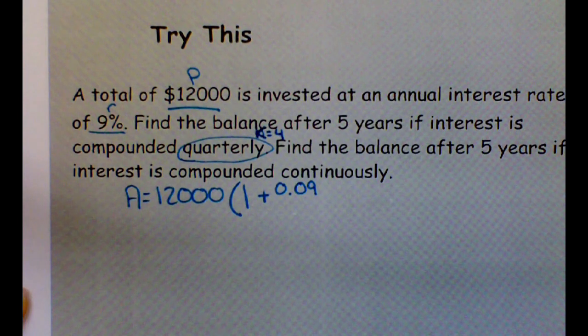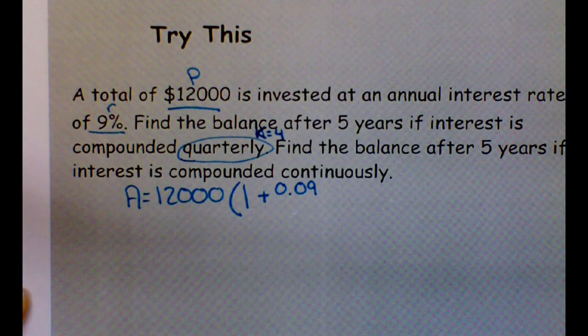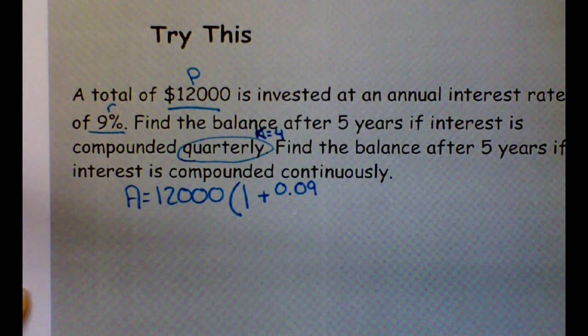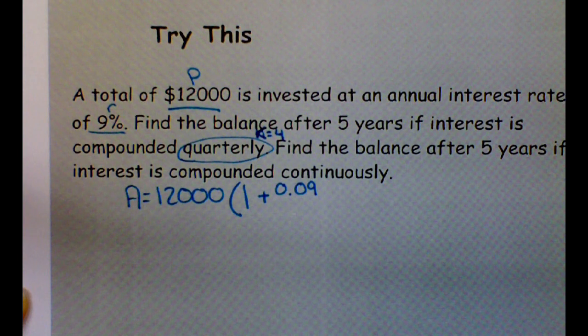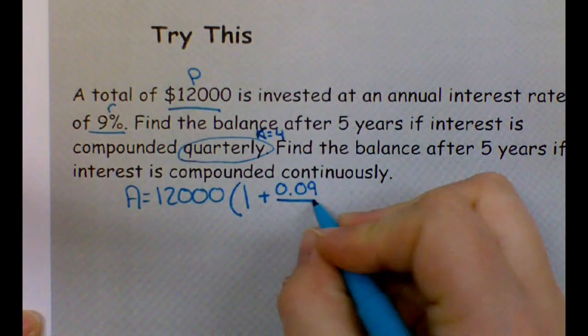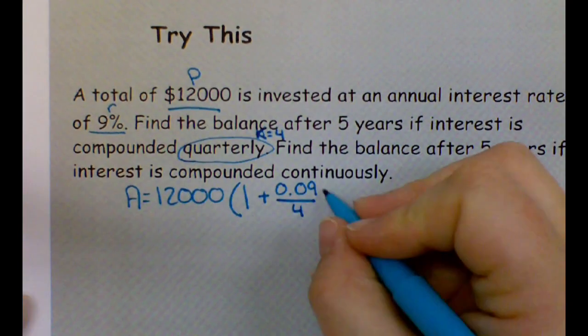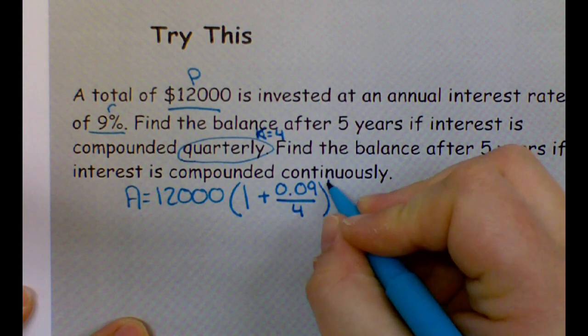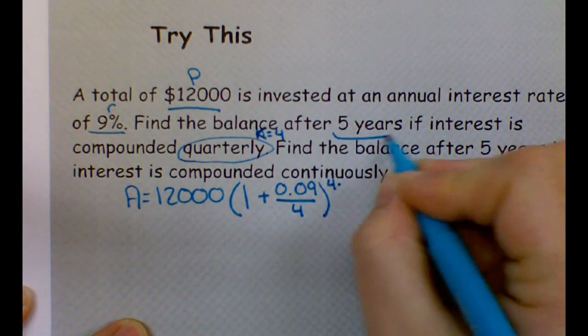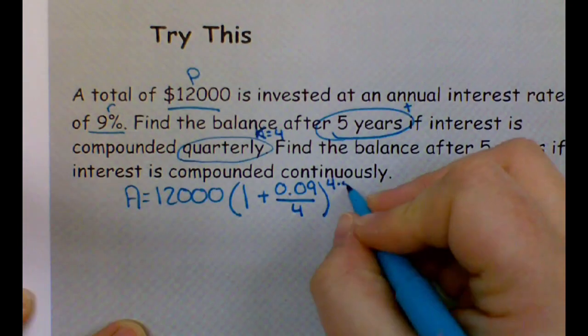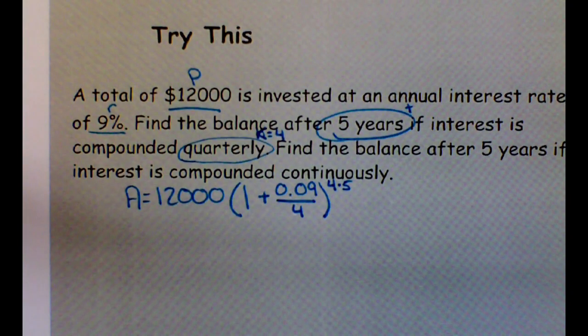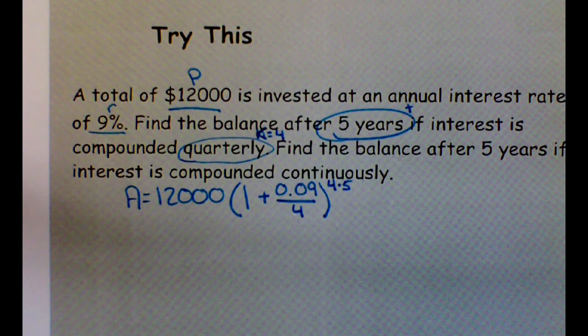It's compounded 4. Wait, did I use K or N? What am I doing here? K. Sorry. I called it N last time. My bad. It's K. K is 4. It's 4 times per year, to the KT power. K is 4. T is 5 years. And there we go. We typed that in our calculator. I did not expect you to be able to do that by hand.